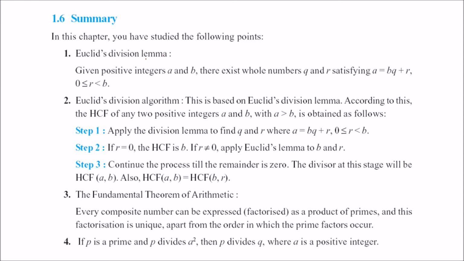We have seen the Euclid division lemma. If we have positive integers a and b, then whole numbers q and r exist so that a is equal to bq plus r, where r lies between 0 and b. Also we have seen the algorithm for finding the HCF of two numbers a and b easily. We take q and r of this form, and r lies between 0 and b. If r becomes 0, we conclude that b is the HCF. Otherwise we repeat this procedure till r becomes 0, and we finally declare that b is the HCF.